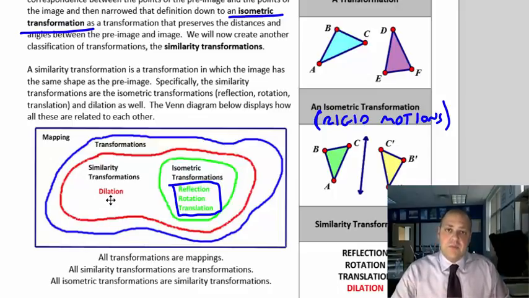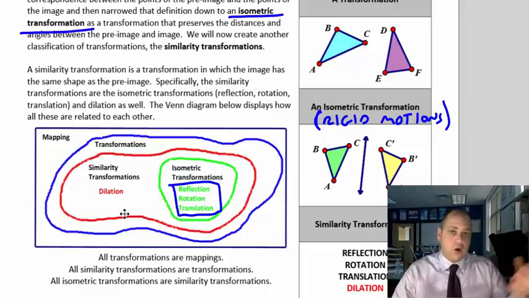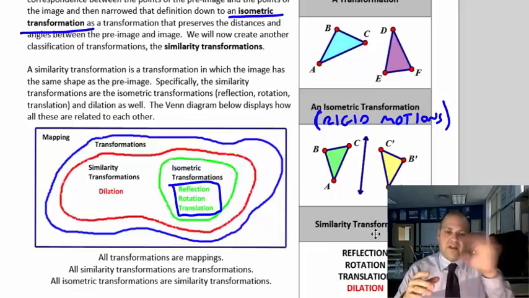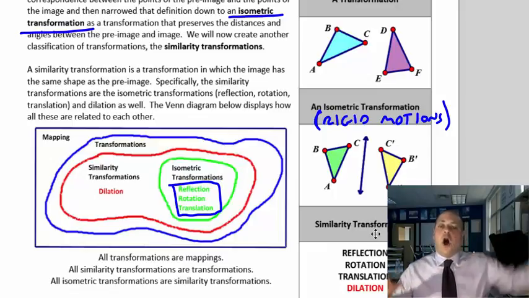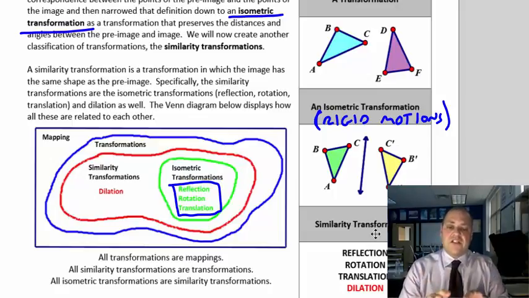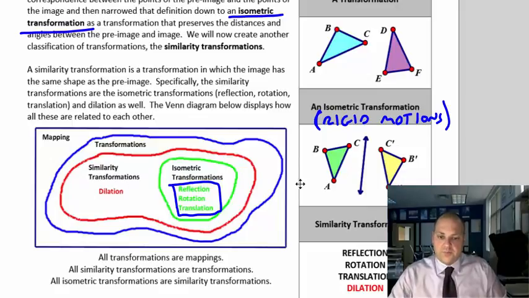Now, a dilation changes the size and shape of, say, a triangle or a quadrilateral or whatever we're dealing with. They're all transformations. This Venn diagram here shows that all of these things are transformations. Dilations are similarity transformations, and reflections, rotations, and translations are isometric transformations. So that is kind of how it works.